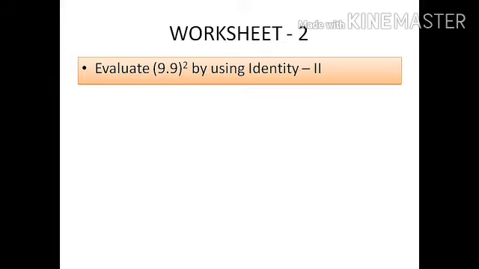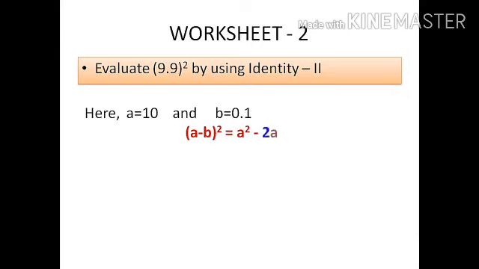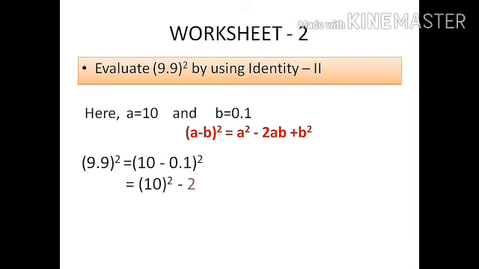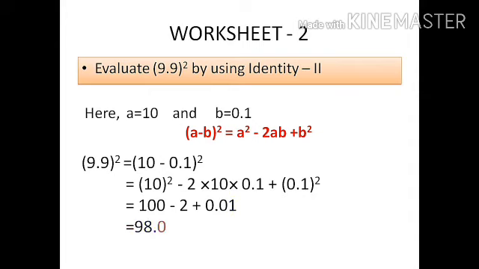Let us solve another question. Evaluate (9.9) whole squared by using identity 2. 9.9 can be written as 10 minus 0.1. Here a equals 10 and b equals 0.1. So let's put these values in identity 2. After putting these values in identity 2 in the right hand side, after simplifying we get (9.9) whole squared equals 98.01.